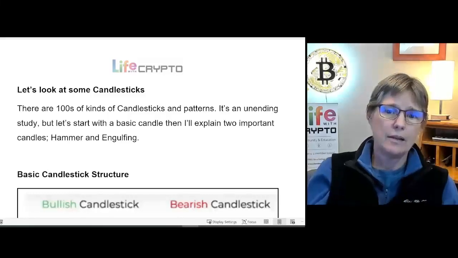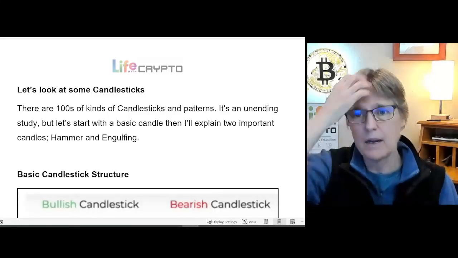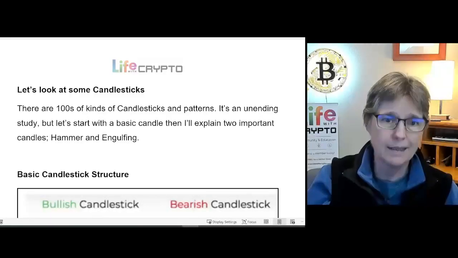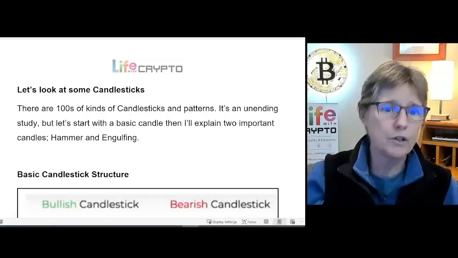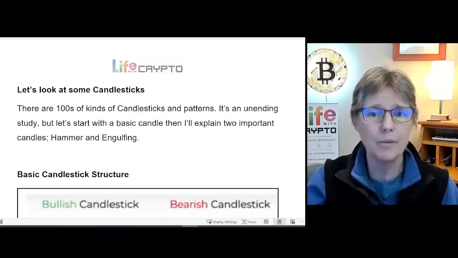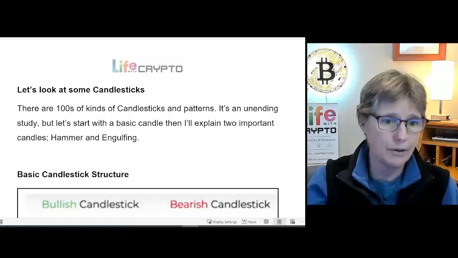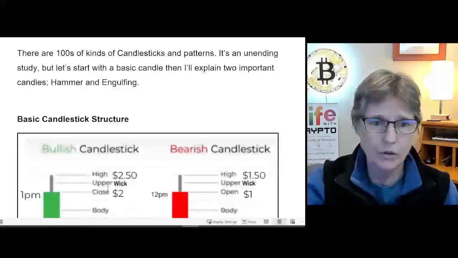There's a few that I have paid a lot of attention to over the years, and there's a few that I think you should pay attention to as well. It's an unending study, but we're going to start with a basic candle, and then I'm going to explain two important candles, which are actual candle patterns. But let's first look at the actual structure.